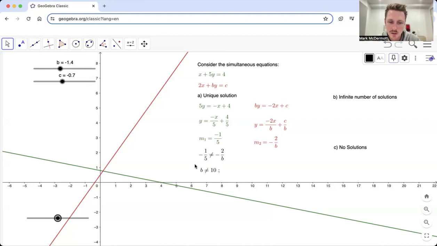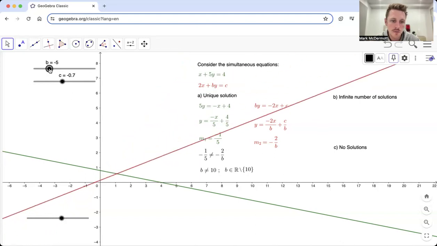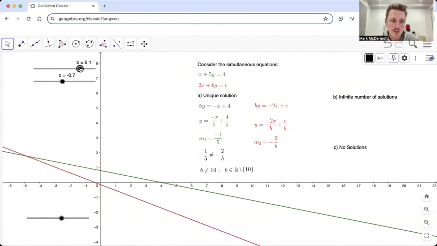Now this answer is okay depending on what you've learnt in mathematics, but a better answer is to say what b is equal to, and the way we do that is using set notation. So you can define it in terms of what it isn't, but you can also define it in terms of what it is. So a better way to write it would be to say that b is an element of all real numbers, not including the number 10. It's the more sophisticated way. Okay, so as long as b is not 10, they're going to intersect, and you can sort of see that.